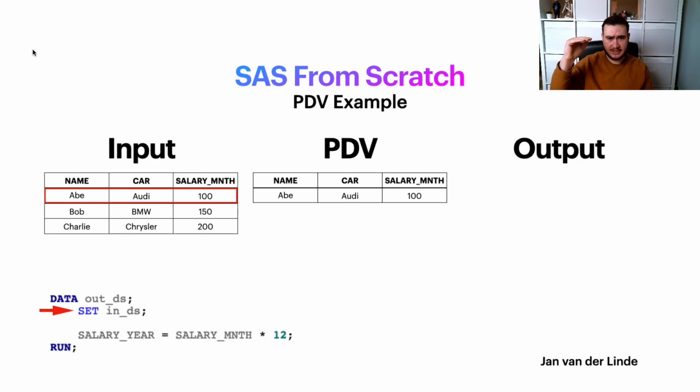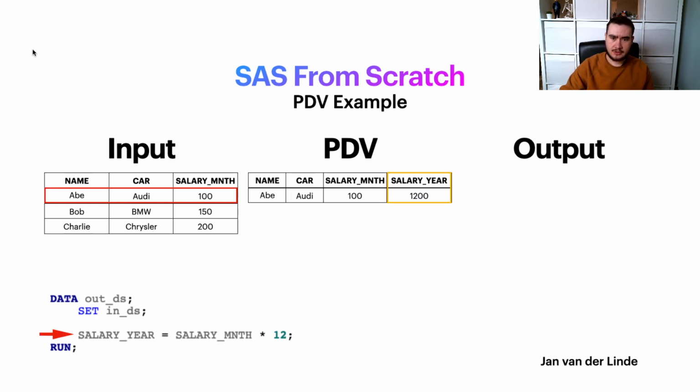We're at the top of this data step. We're reading in the first record, and once we've got that in, SAS is going to go to the second statement, which is to calculate the annual salary. So SAS will take, in Abe's case, 100 somethings a month, which translate to 1200 of that per year. And then because that is the last instruction that we've given to SAS within this data step, it's going to take what we've got in the PDV and put that into the output data set.